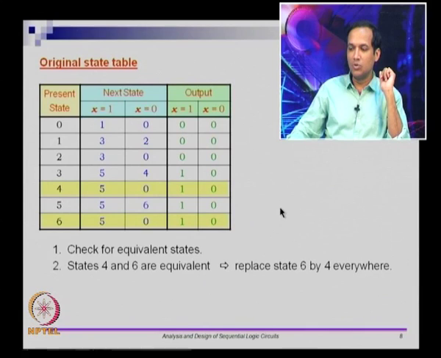So what I can then do is, these two states are doing the exact same action, so I can get rid of one of them. I will get rid of state 6, and wherever I see a transition to 6, let us see the table here, from state 5 on input 0 I am transitioning to 6, but I said 4 and 6 are equivalent. Wherever I see a 6 I will put a 4.